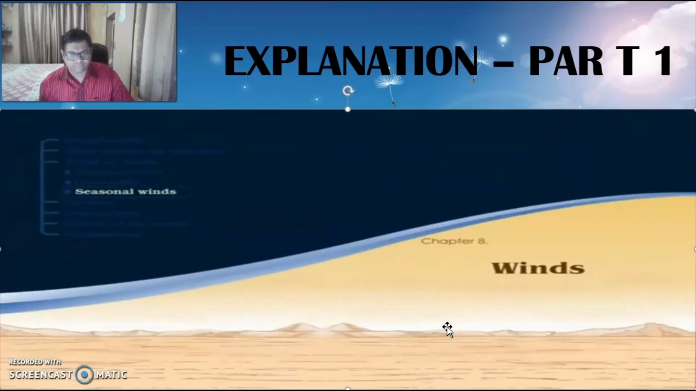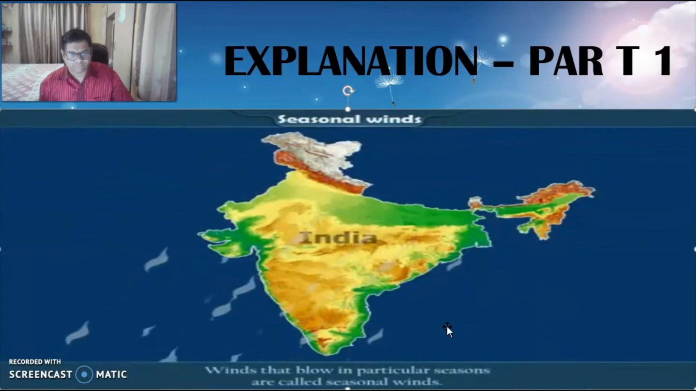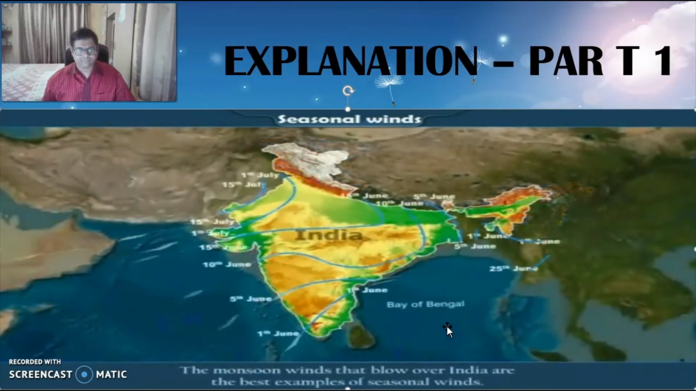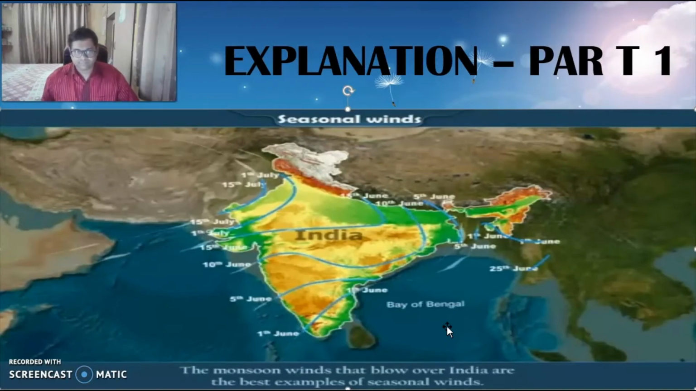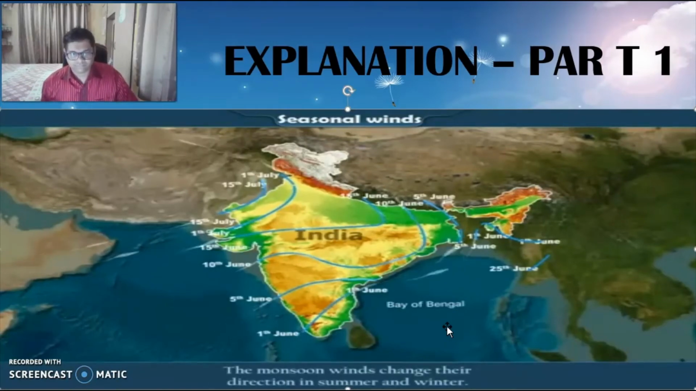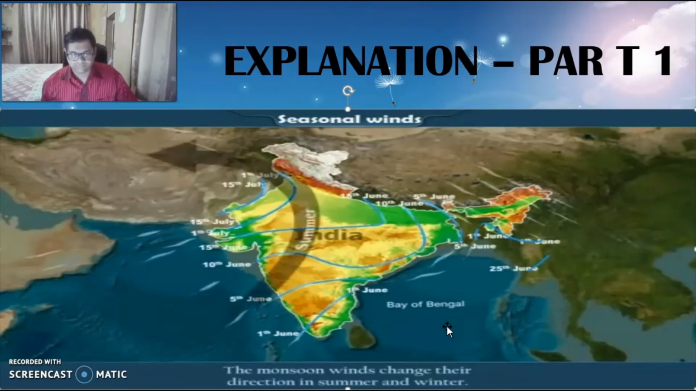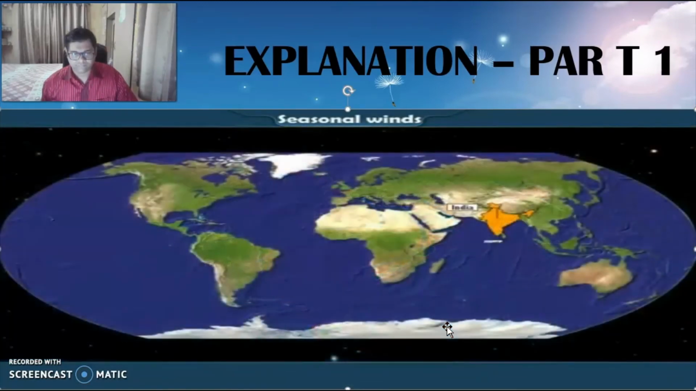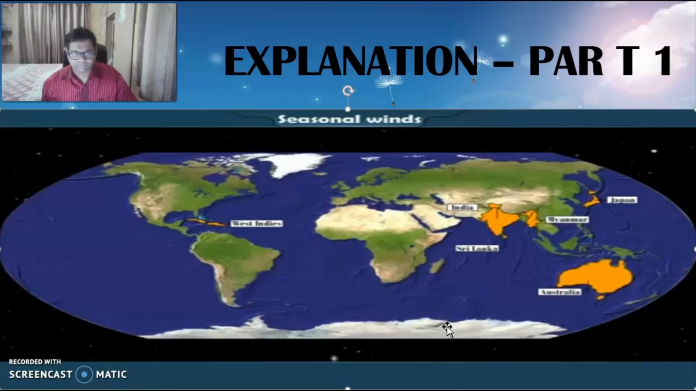Seasonal winds. Winds that blow in particular seasons are called seasonal winds. The monsoon winds that blow over India are the best examples of seasonal winds. The monsoon winds change their direction in summer and winter. India, Sri Lanka, Myanmar, Japan, the West Indies, and Australia receive rain from monsoon winds.